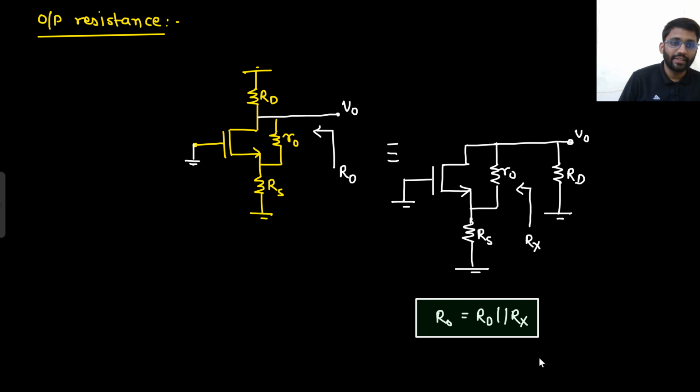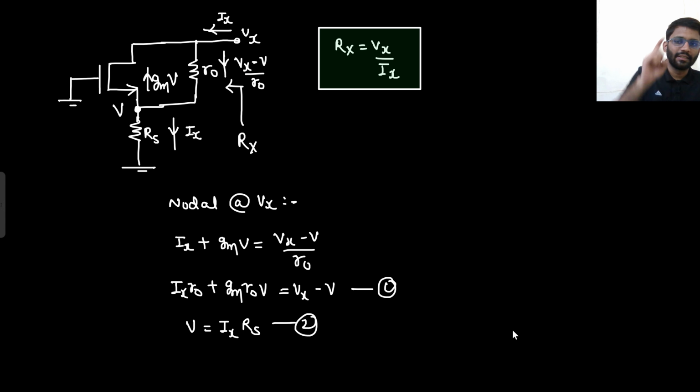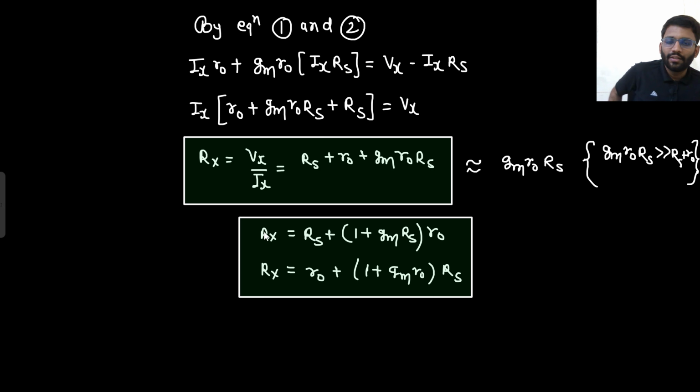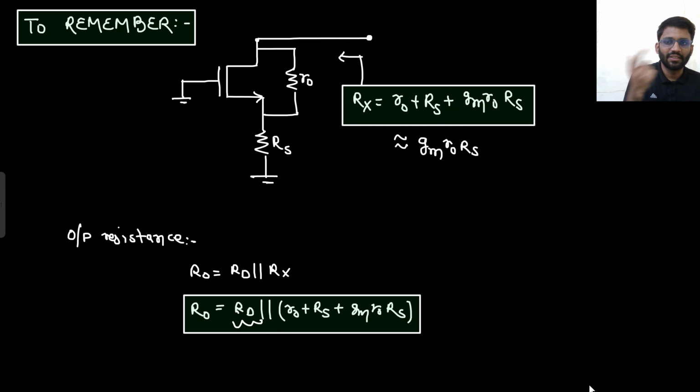Then we found the output resistance that we have to remember. RD parallel with some Rx. So Rx we have to remember. We found Rx as vx by Ix. What was the smart move we did here? That Ix is equal to v by RS. So v is equal to Ix into RS. So that we put in the previous equation that we wrote by simply finding the nodal analysis. (vx minus v) by r0 is equal to gm v plus Ix. So this we did. Then the output resistance we got is RS plus r0 plus gm r0 RS. This was the output resistance we found, and this we have to remember.